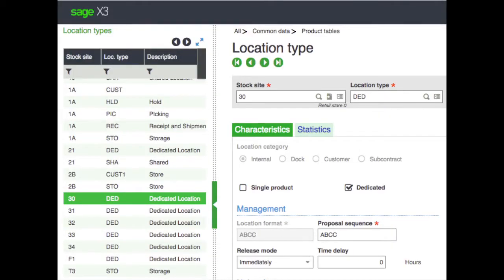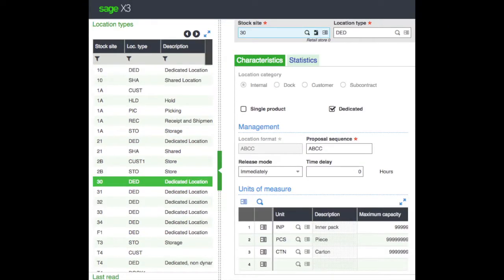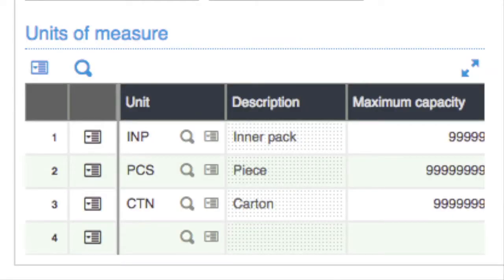For retail stores, the settings we define is a 3-level location format, which is aisles A, shelf B, and bin CC. Locations type will be dedicated and unit of measure is inner pack, carton, pieces.